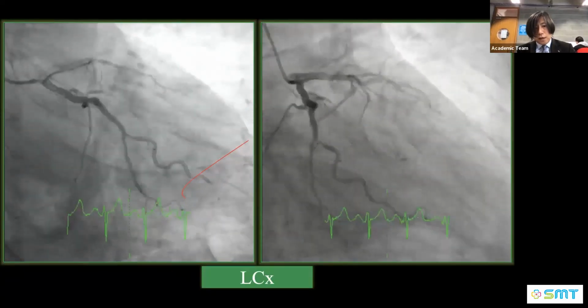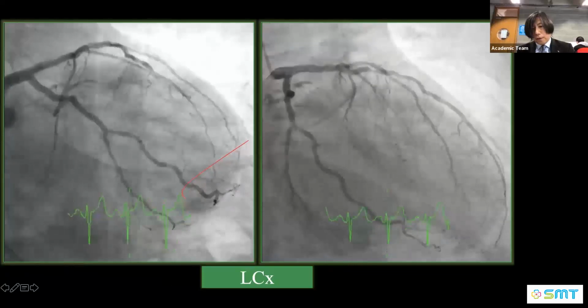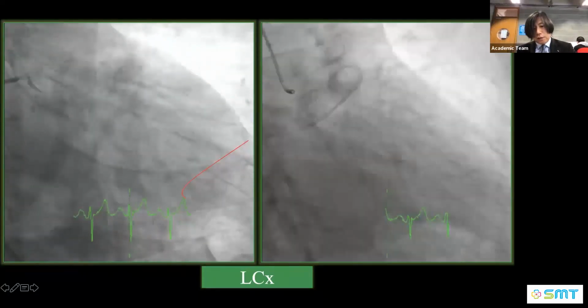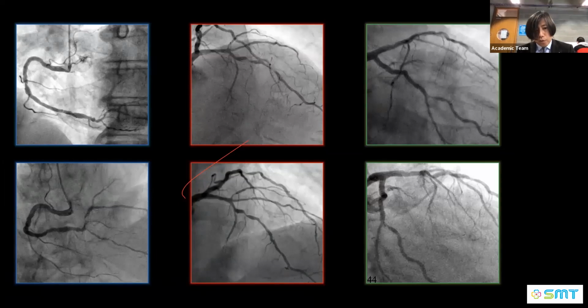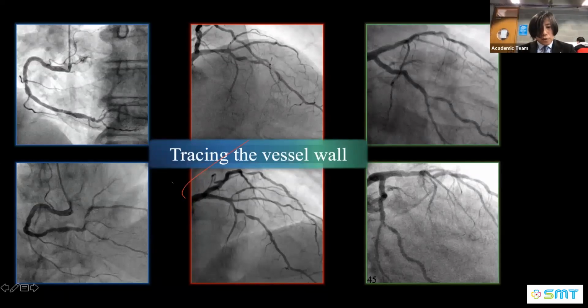The circumflex also has another lesion, which is intermediate, and this obtuse marginal has some lesions. We do these two projections, and for a 3-vessel analysis it's very important to have good projections at least 25 degrees apart. That was a challenge in Syntax 2 because it was not prospectively acquired, so we did a retrospective analysis. The analyzability was somewhat limited by the availability of two good projections for each region.